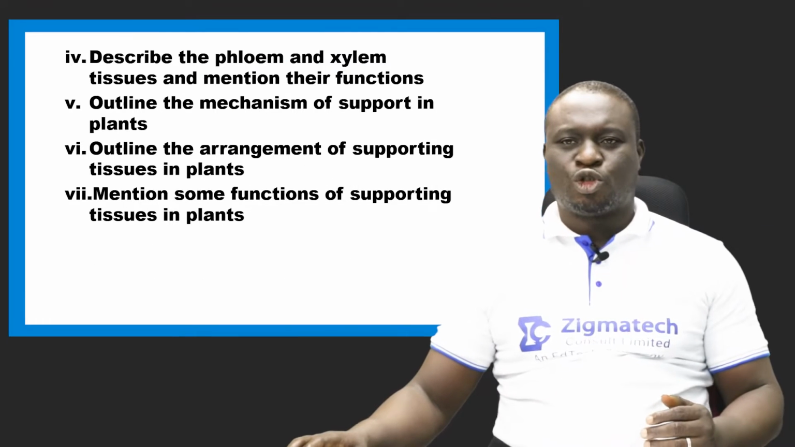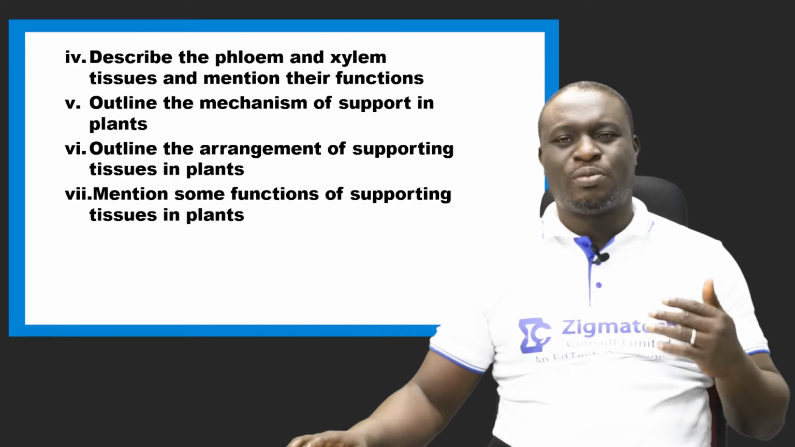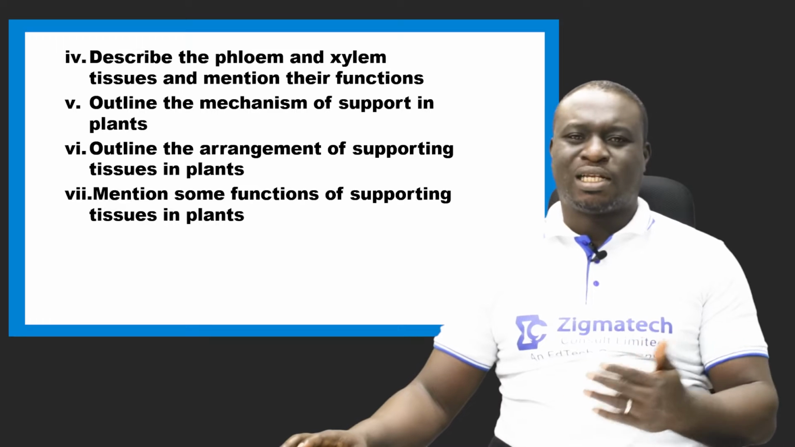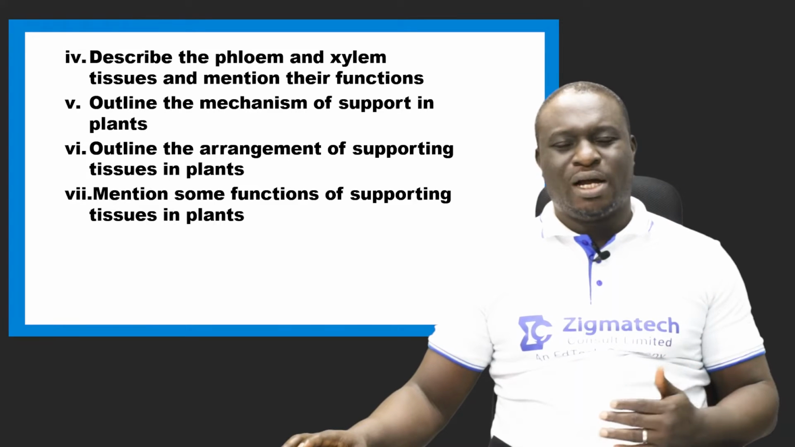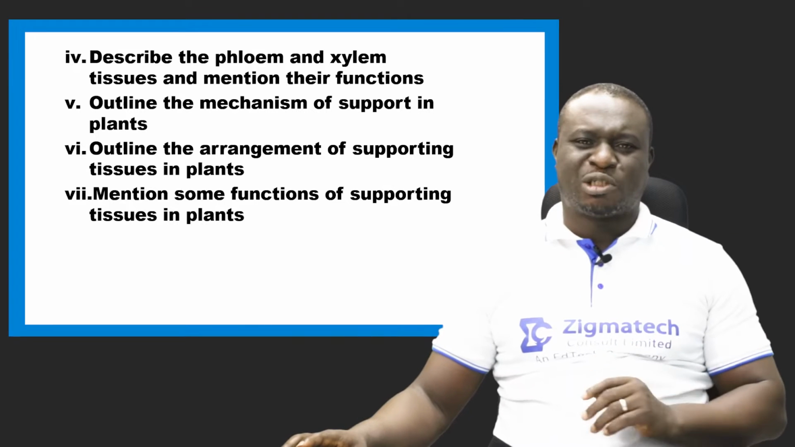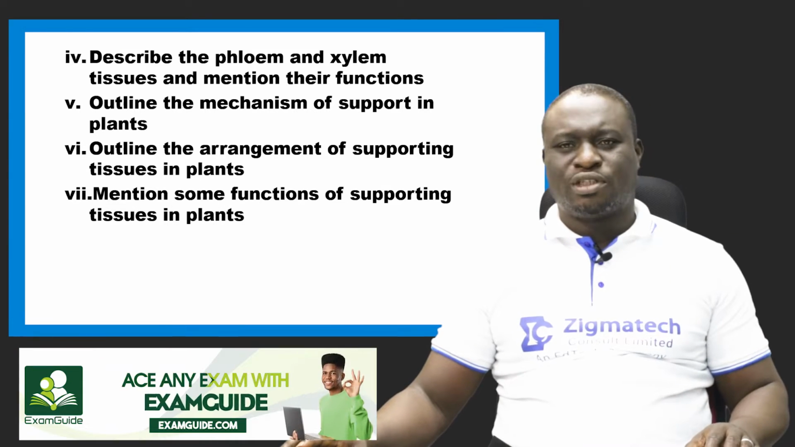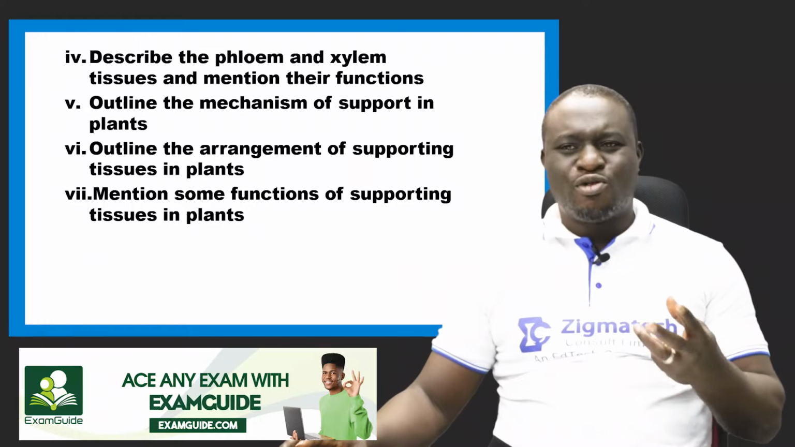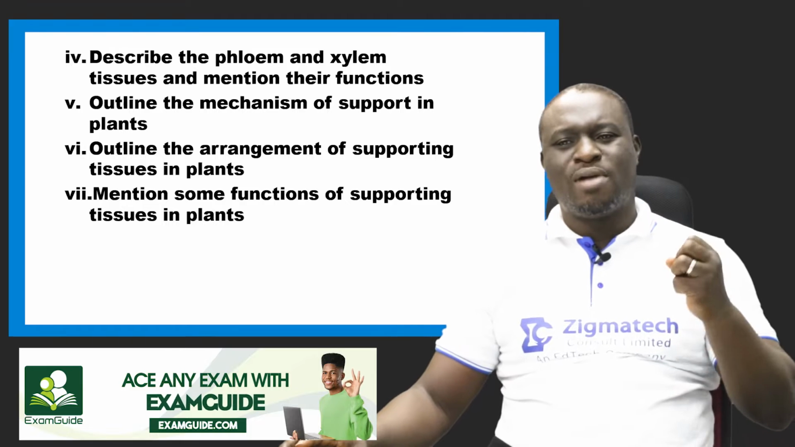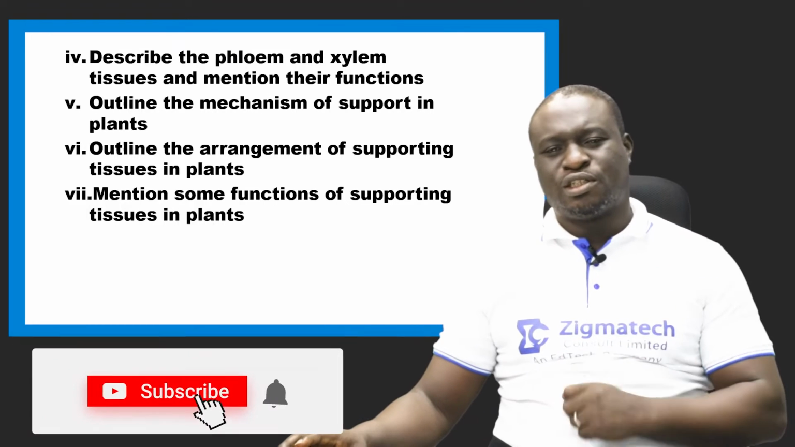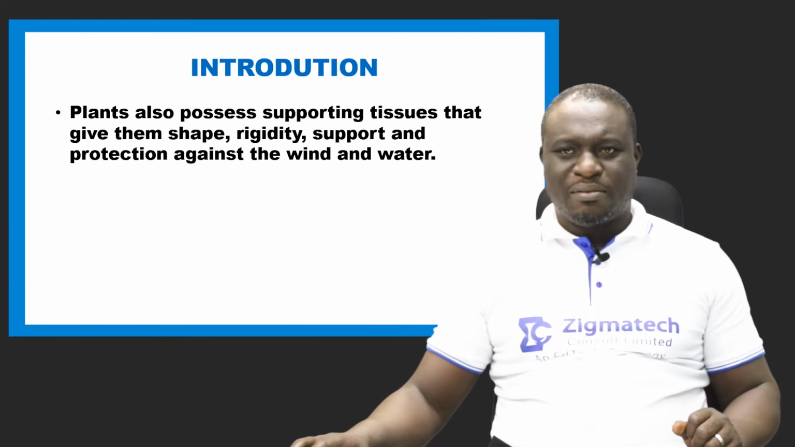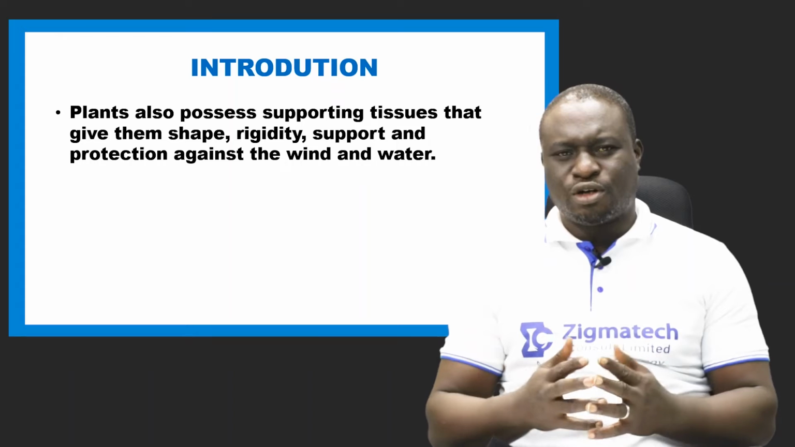And number five, you should be able to outline the mechanisms of support in plants. Mechanisms like the epidermis, we have the pith, we have the vascular bundles, and so on. You should be able to outline them and give a little explanation on it. And then number six, you should be able to outline the arrangement of supporting tissues in plants. And then finally, we should be able to mention some of the functions of supporting tissues in plants. Now, if you are set, let's start off by looking at an introduction.